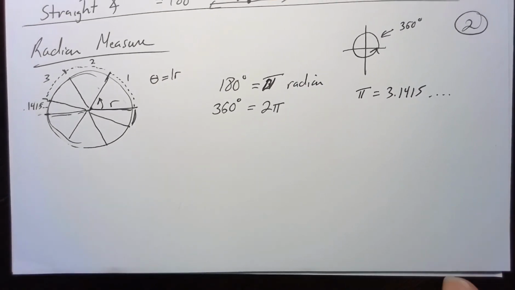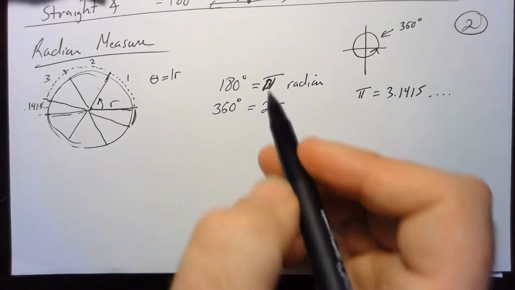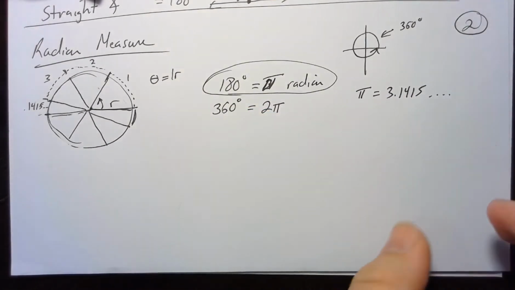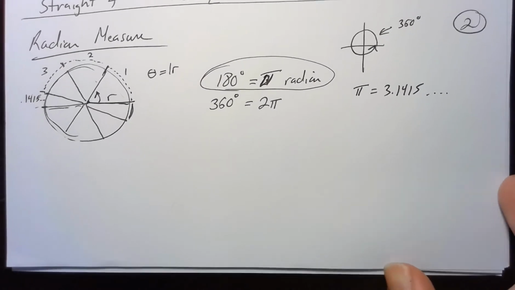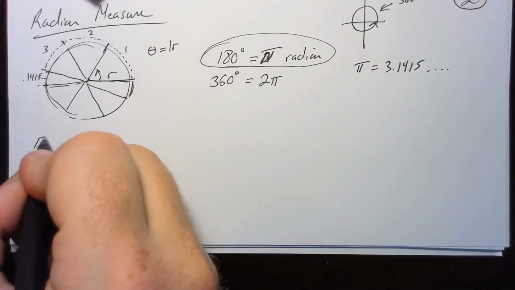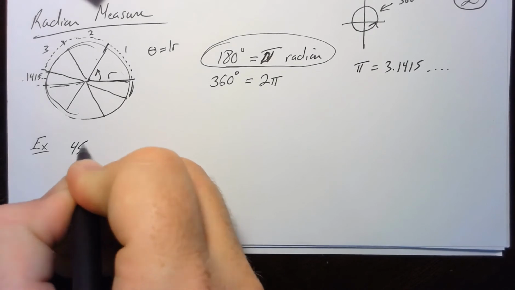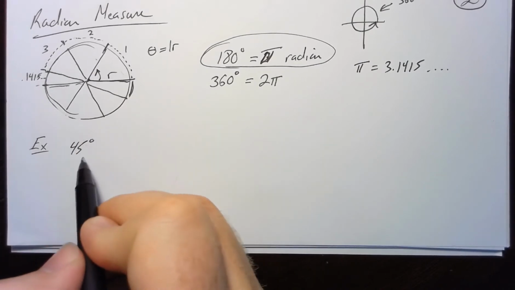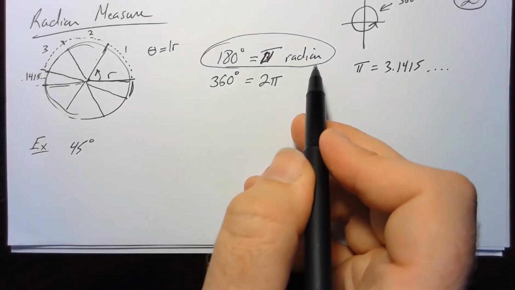It's not terribly difficult, but it does take some getting used to. The first and foremost detail is this one right here. That's what's most important when trying to convert between radians and degrees. So if I start off with, let's just say I have 45 degrees, how am I going to convert 45 degrees to be in terms of a radian measurement?